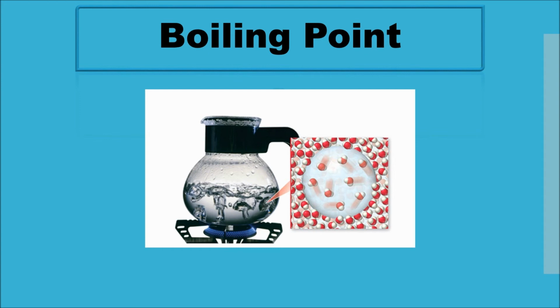Boiling point. When the temperature of a liquid reaches a point where vapor pressure is the same as the external pressure, then you have vapor bubbles that are being formed from anywhere in the liquid, not just on the surface. This phenomenon is what we call boiling. And this is the temperature at which the vapor pressure equals the external pressure. This temperature is called the boiling point.